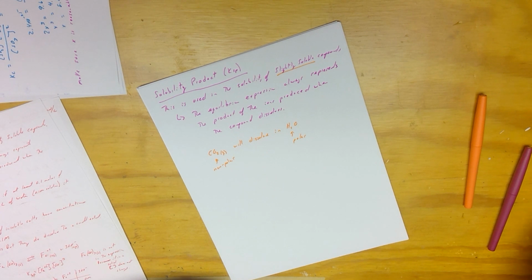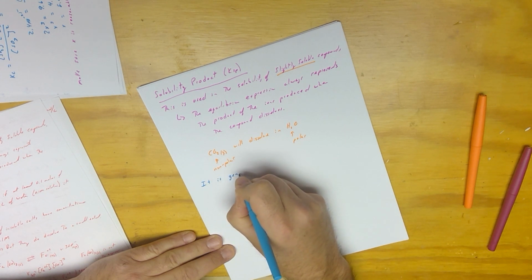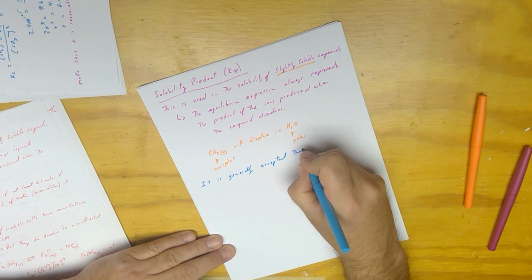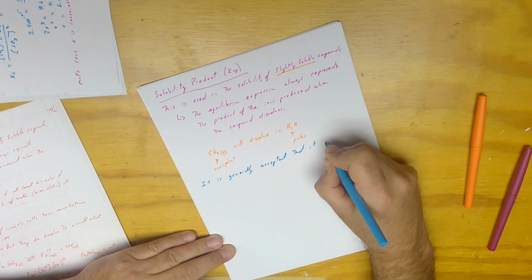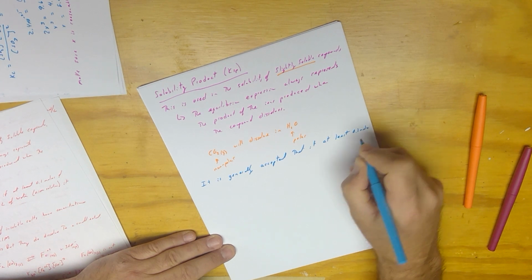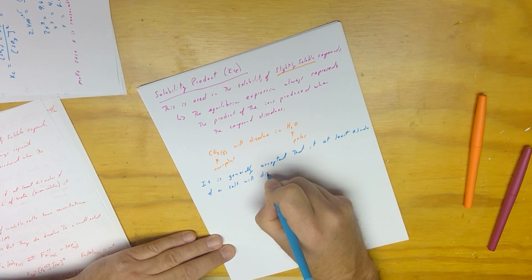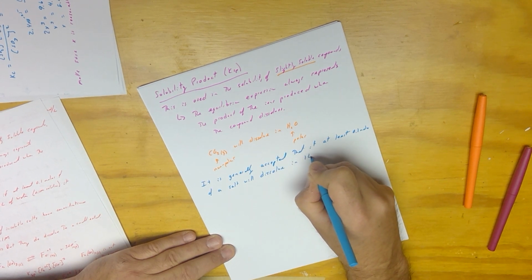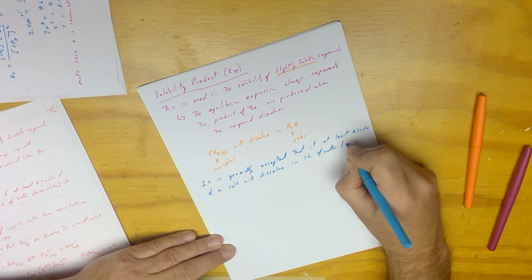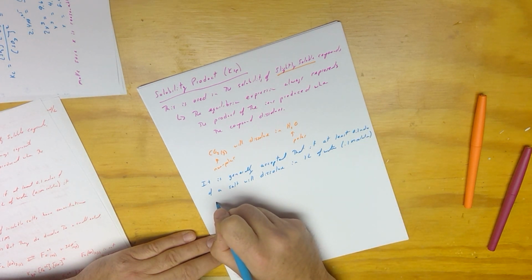Now, it is generally accepted that if at least 0.1 moles of a salt will dissolve in 1 liter of water, making a 0.1 molar solution, then it is soluble.